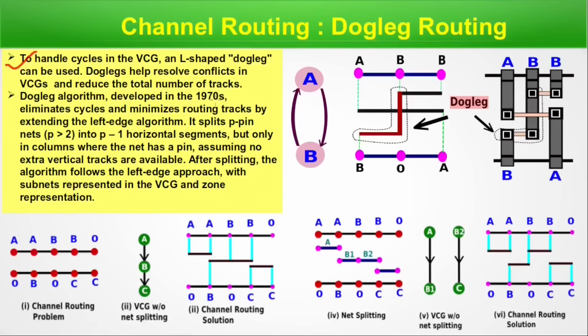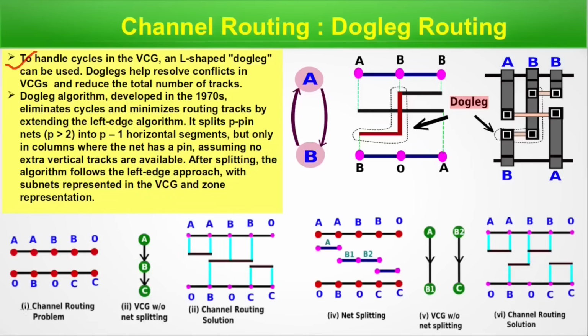The dogleg algorithm, developed in the 1970s, eliminates cycles and minimizes routing tracks by extending the left edge algorithm. It's an extension. It splits P-pin nets, P greater than 2, into P minus 1 horizontal segments, but only in columns where the net has a pin, assuming no extra vertical tracks are available.